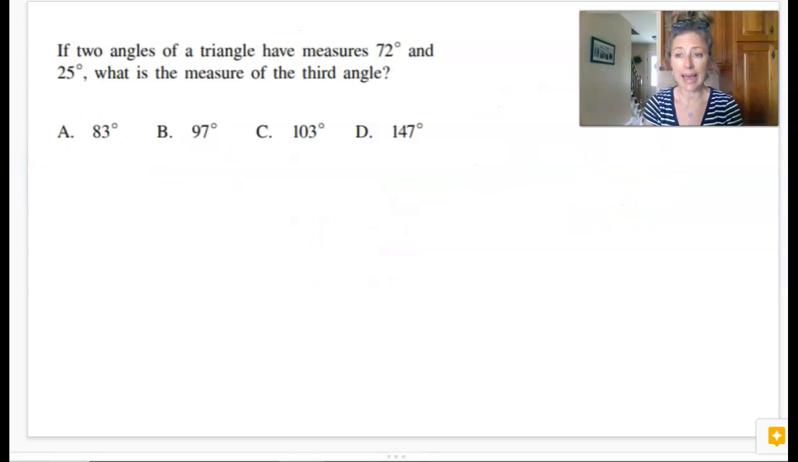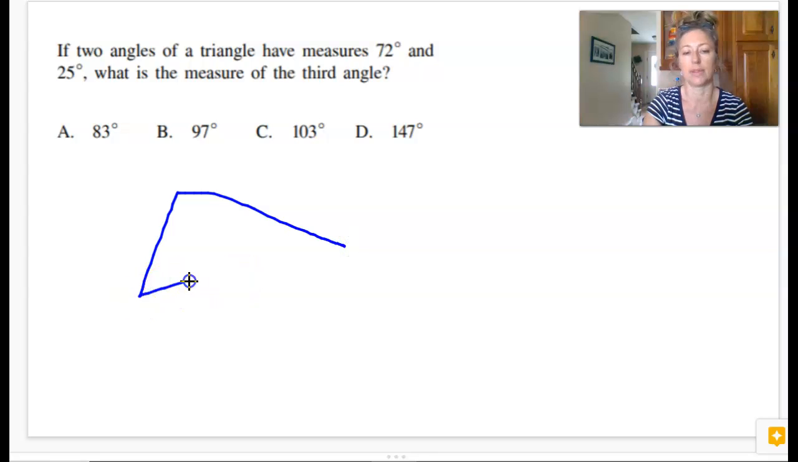Here's our next problem. This one doesn't have a drawing, so guess what we're going to need to do? Yes, we have to draw it. It says if two angles of a triangle have measures 72 degrees and 25 degrees, what's the measure of the third angle? I'm going to go ahead and draw. I always draw. These are never to scale, especially with my drawings.